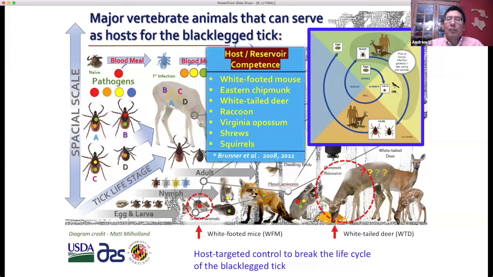So if we are looking for ways to control ticks by targeting ticks feeding on hosts, white-footed mice and deer are our choice. If we can achieve tick control by targeting ticks feeding on critical tick hosts, we can break the life cycle of the deer tick to achieve population suppression. Next slide.